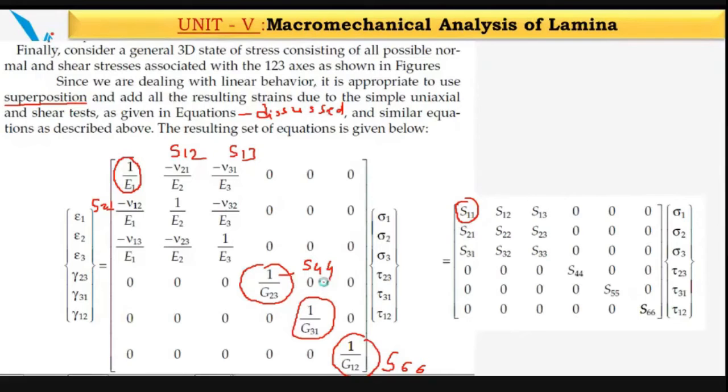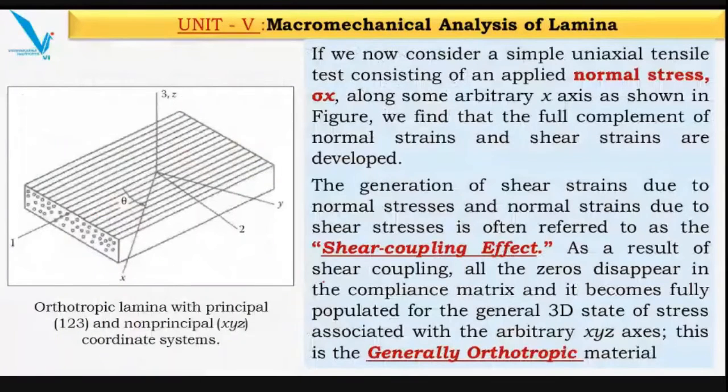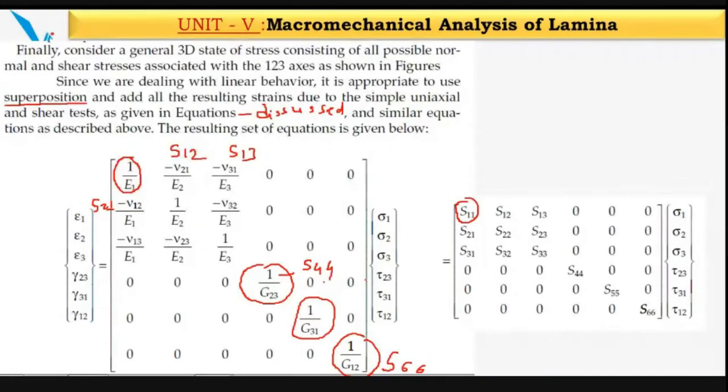Before that, you have to remember this matrix completely. And what will be the stiffness matrix? You may ask about the C coefficients. The C matrix is nothing but the inverse of the S matrix. So if you take the inverse of the S matrix, you can get the coefficients for C.